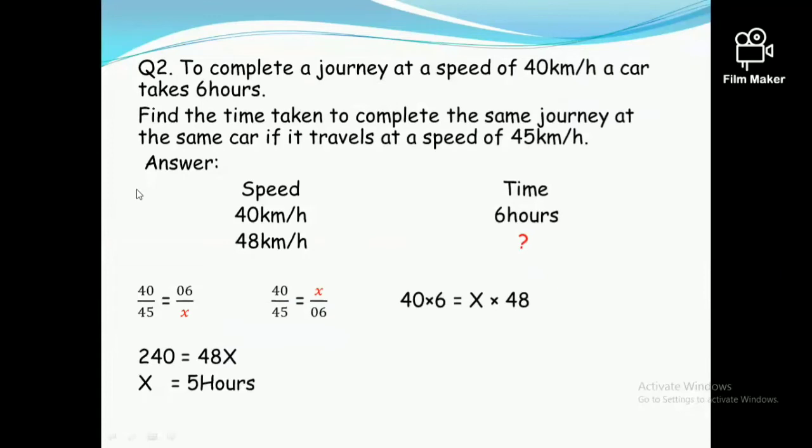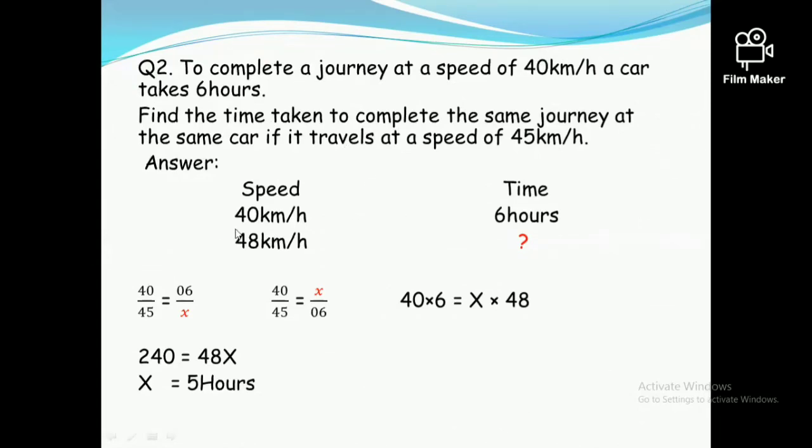Let's come up with the second example. To complete a journey at a speed of 40 kilometers per hour, a car takes 6 hours. Find the time taken to complete the same journey by the same car if it travels at a speed of 45. Obviously, we know that when the speed increases, the time duration reduces. So we can simply understand this is an inverse proportion, since when the speed factor increases, the time factor gets reduced.